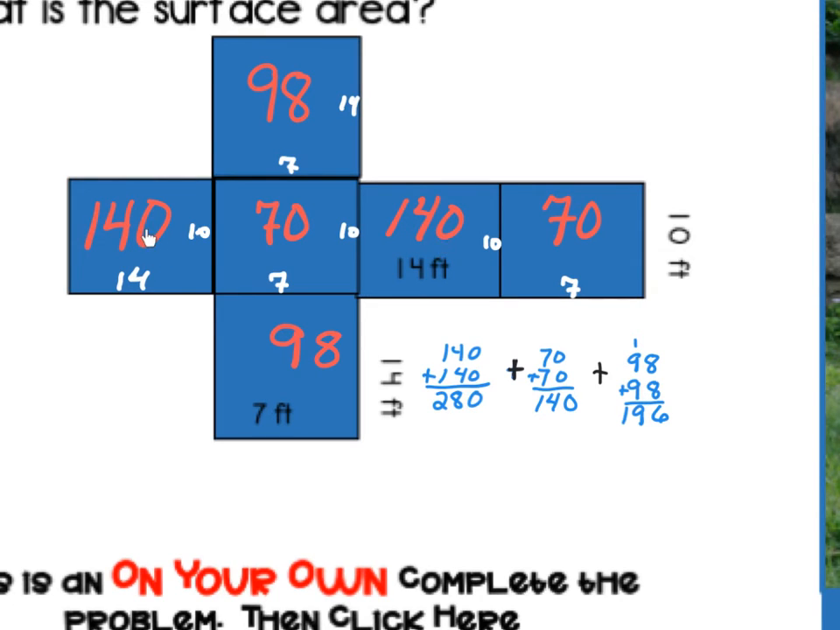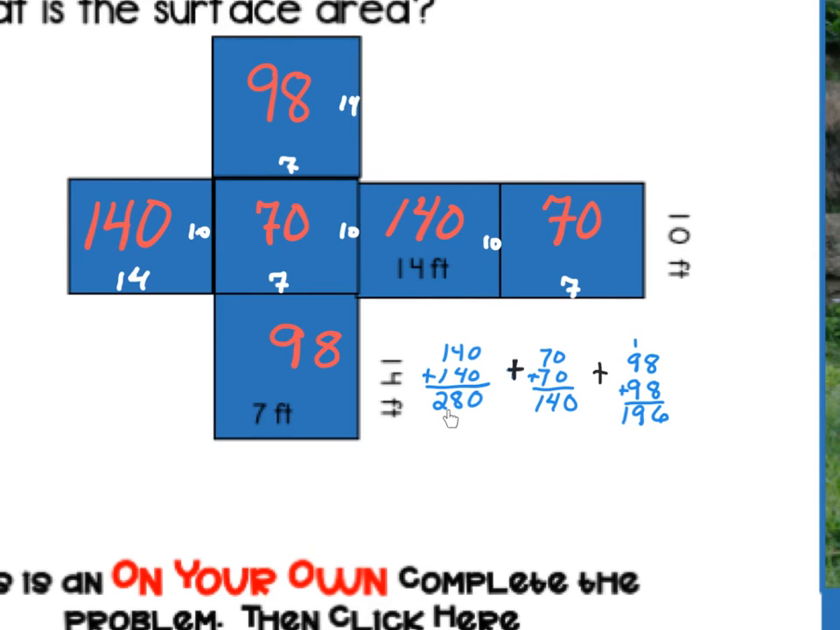So for the two 140s, I put 140 plus 140. 0 and 0 is 0, 4 and 4 is 8, and 1 and 1 is going to give me 2. So you get 280. Then I'm going to add in the 70 here and the 70 here. 70 plus 70, 0 and 0 is 0, 7 and 7 is 14, and you end up with 140. And then I'm going to add the two areas that are 98, right? So 98 plus 98, 8 and 8 is 16. Drop your 6, carry your 1. And 9 plus 9 is 18, plus 1 is 19, and you get 196.